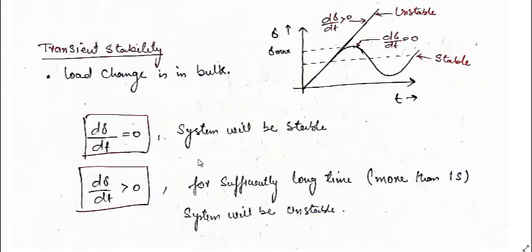So in general, we can see when dδ/dt is equal to 0, the system will be stable. And when dδ/dt is greater than 0 for a sufficiently long time, more than 1 second, we can see the system is unstable.